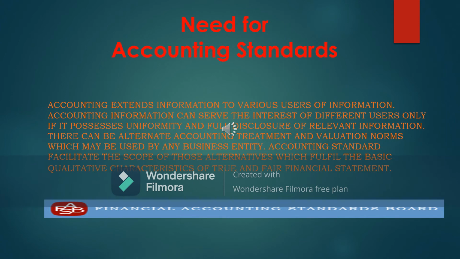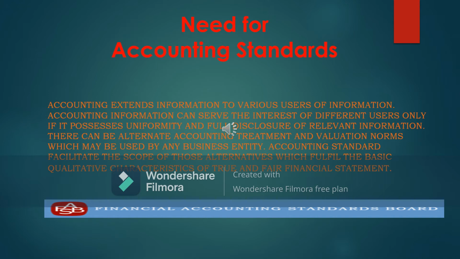Okay, so now we have studied the accounting standards. These are prepared just to maintain the uniformity and the reliability of accounting information. Now, what is the need of accounting standards? Accounting provides information to various users. Accounting information can serve the interest of different users only if it possesses uniformity and full disclosure of relevant information. So it should be reliable and uniform so that a third party can easily trust it.